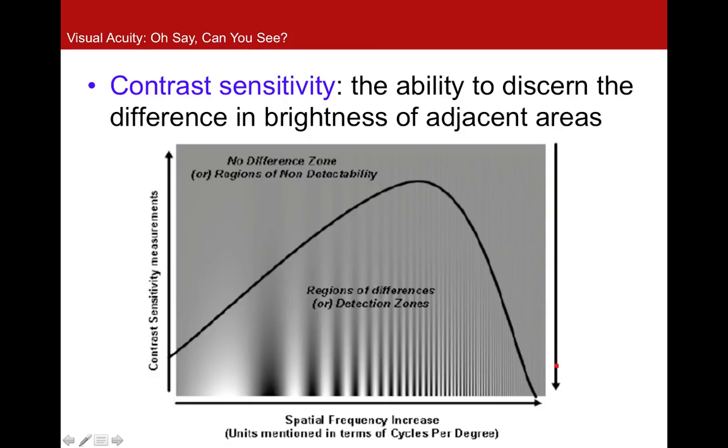Another measure is contrast sensitivity, which is your ability to figure out that there's a difference in brightness of areas side by side. So definitely it's related to spatial frequency, as you can see. But the idea is, can you see a difference in these two side-by-side areas?